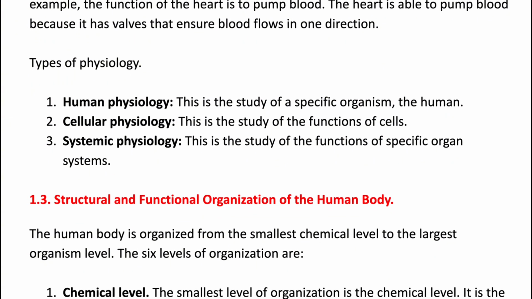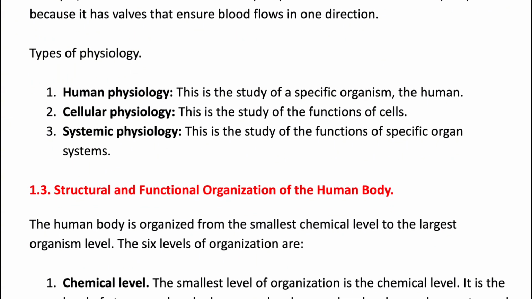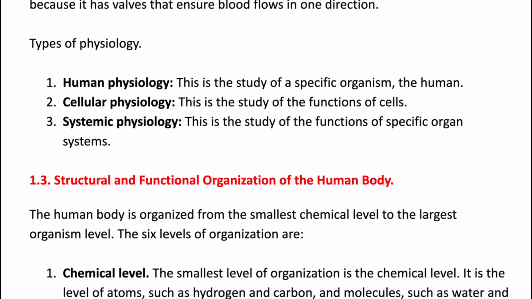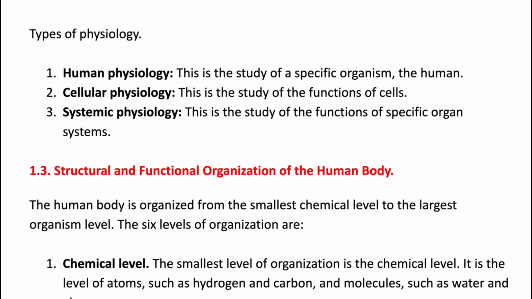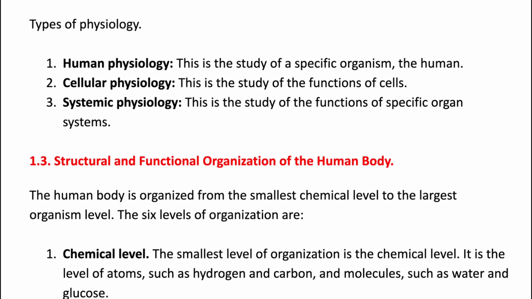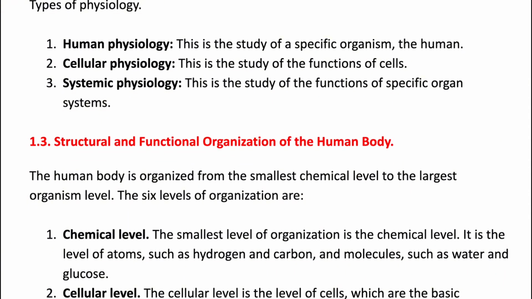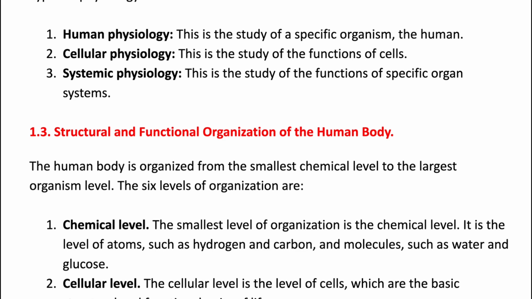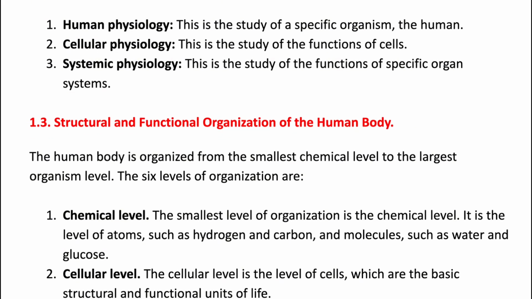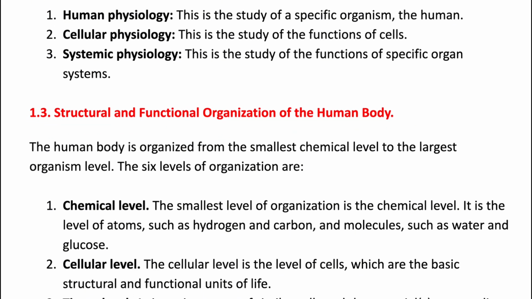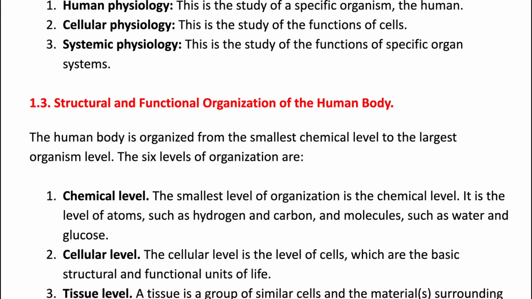1.3. Structural and functional organization of the human body. The human body is organized from the smallest chemical level to the largest organism level. The 6 levels of organization are: 1. Chemical level. The smallest level of organization is the chemical level. It is the level of atoms, such as hydrogen and carbon, and molecules, such as water and glucose.